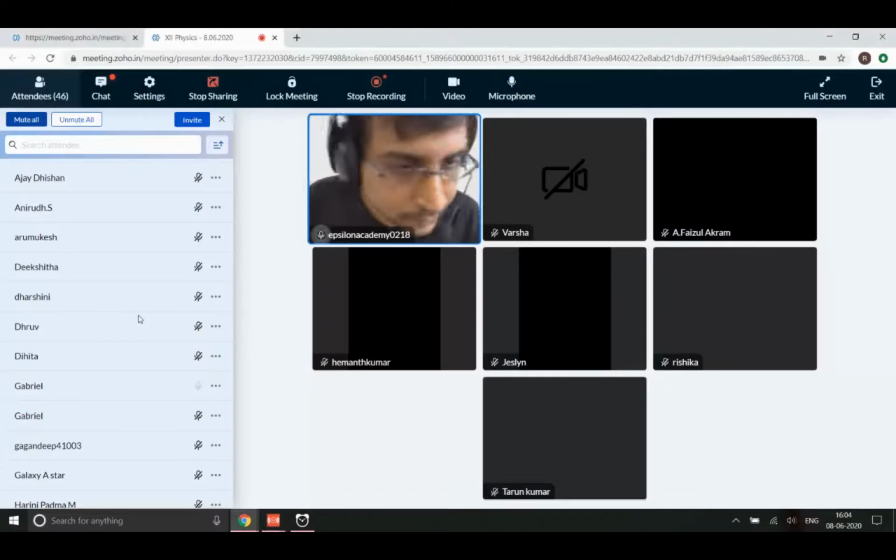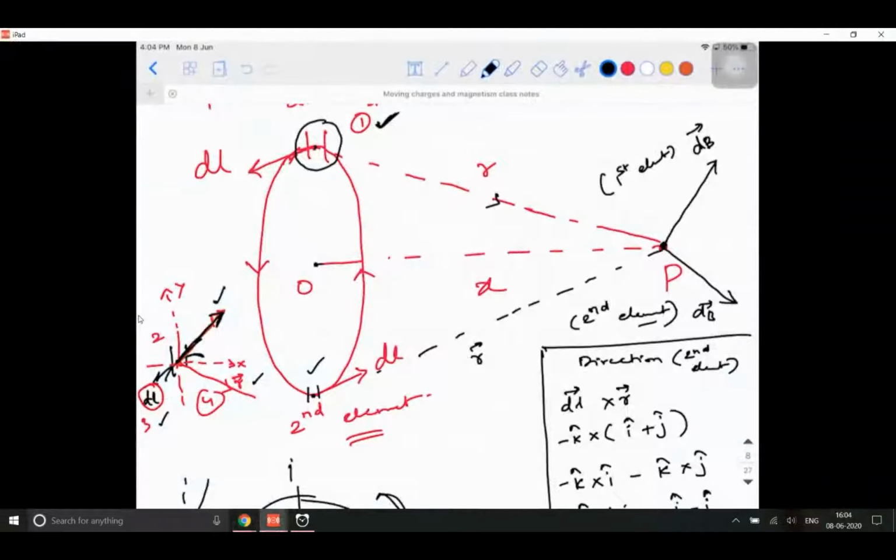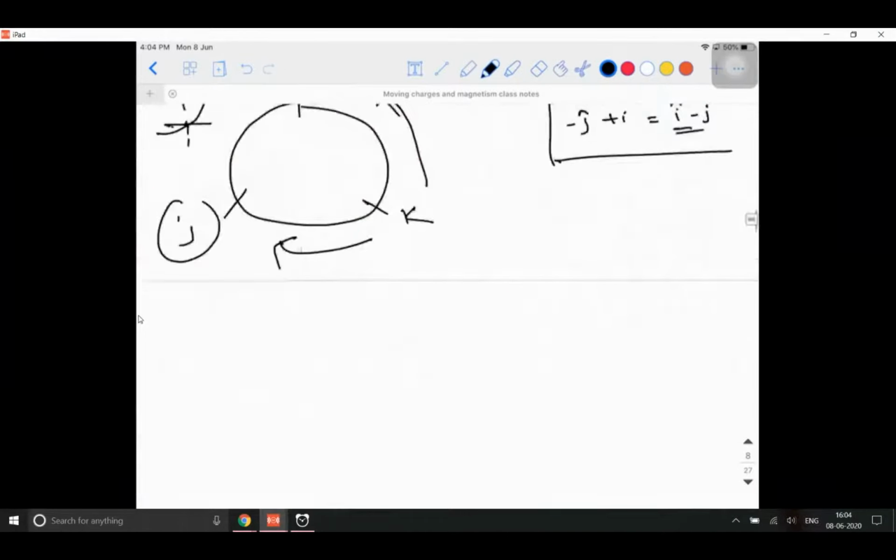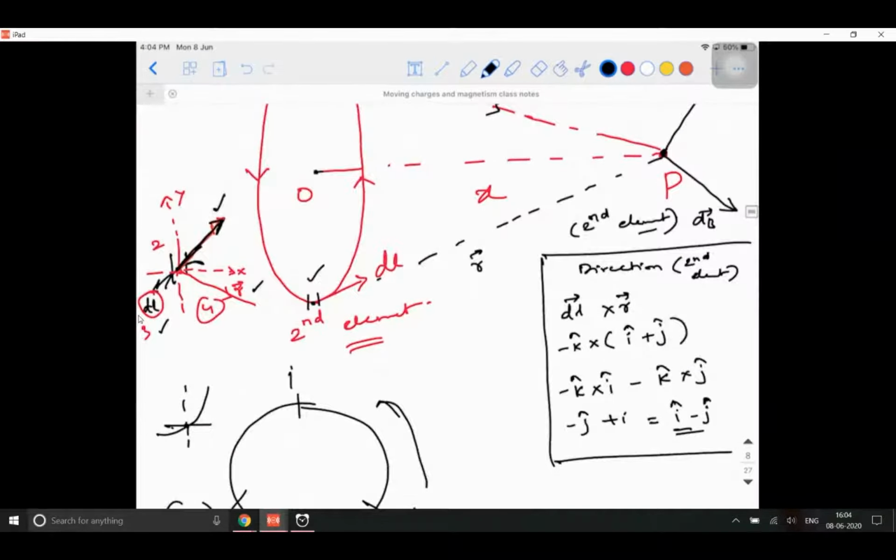Yes? Yeah, tell me. Sir, could you explain that part, why it was i cap plus j cap? I didn't understand that part. Which part? This part? When you're taking the direction of the r vector, for finding the direction, the center should be taken as the origin. See, all the theory that I'm telling is my method only. If you have a different approach, you can think about it. But I think like this, I'm just sharing my thoughts.